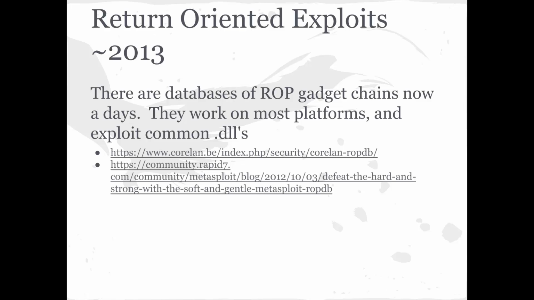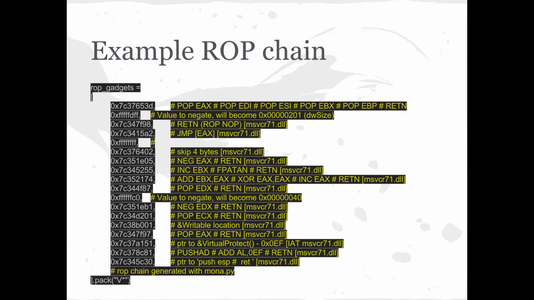There are tons of databases of ROP gadget chains out there nowadays that work on most platforms, and they're specifically for common DLLs and common shared objects that are used. For instance, crypto libraries are very common, encoding, encryption, compression libraries, etc. GUI libraries. This is an example of a ROP chain. It is effectively a ton of addresses strewn together, and I believe this is for stdcall, but I don't know. I didn't write this.